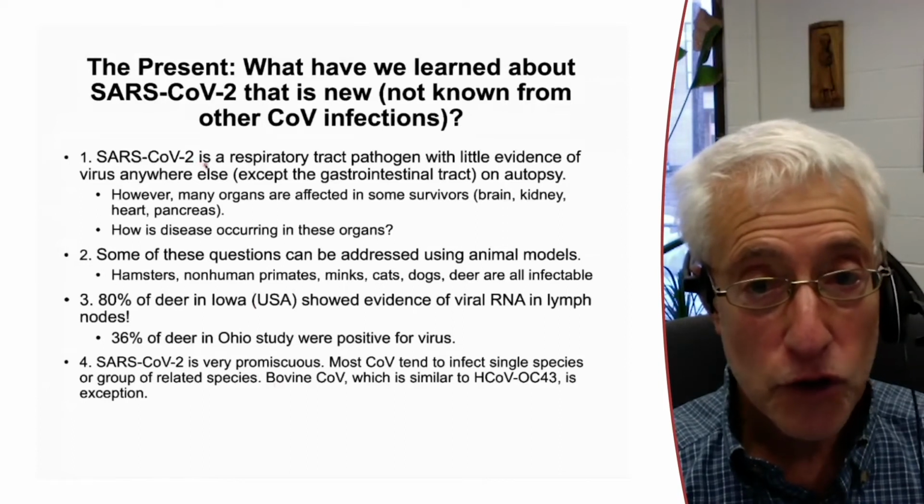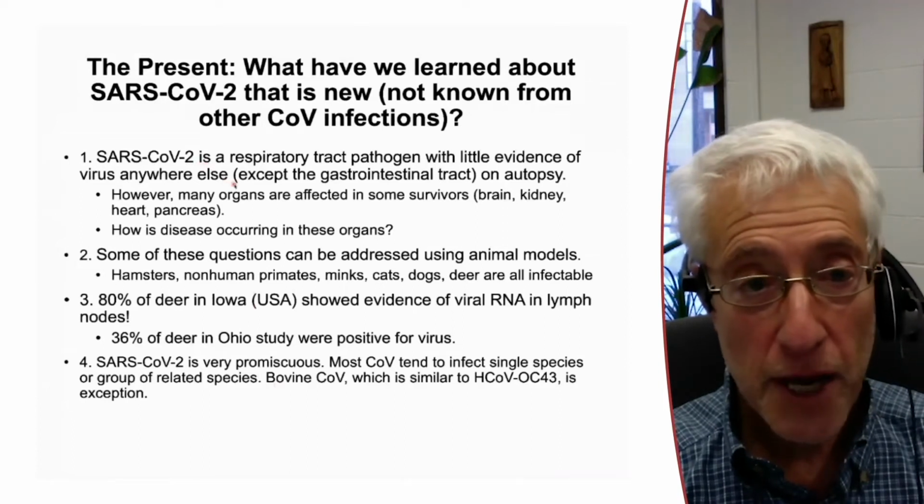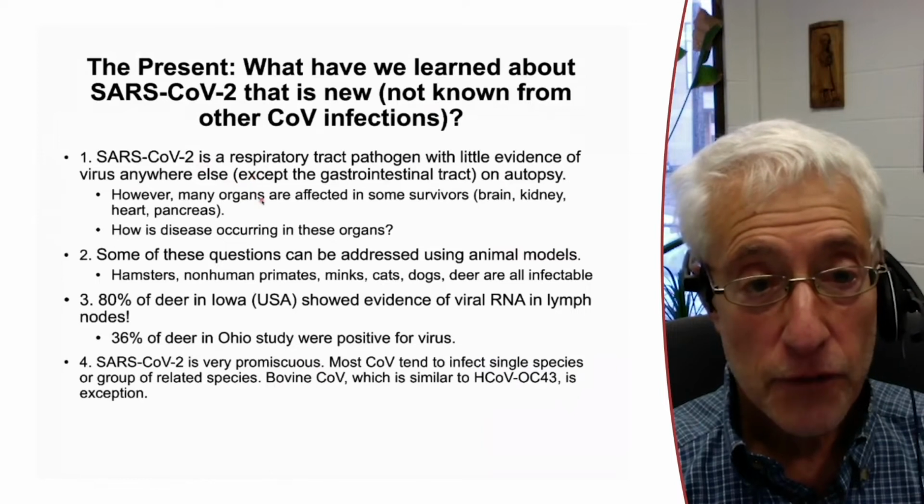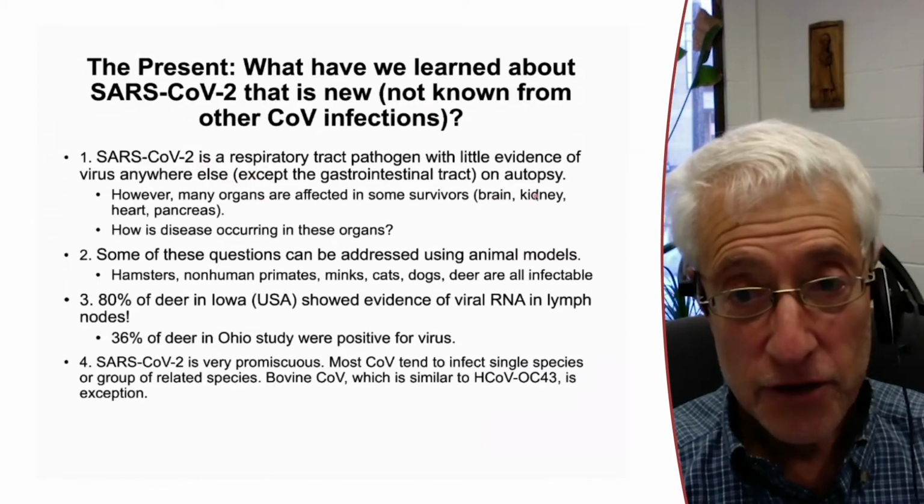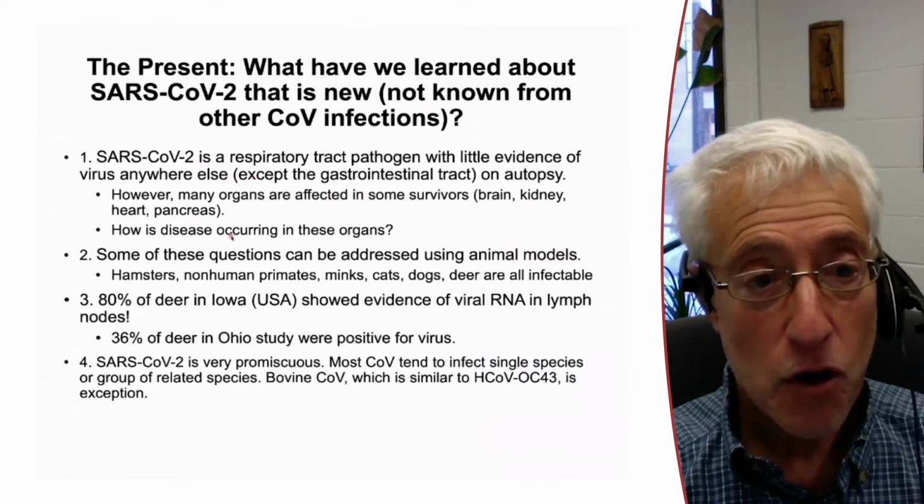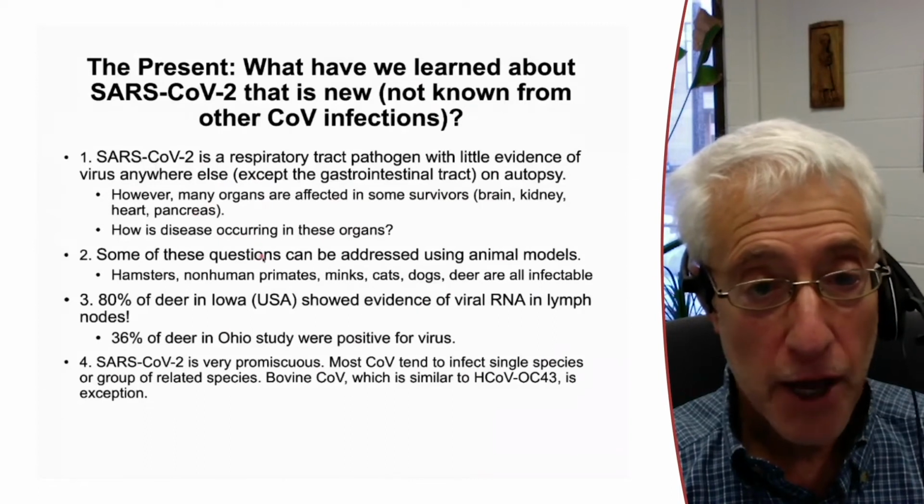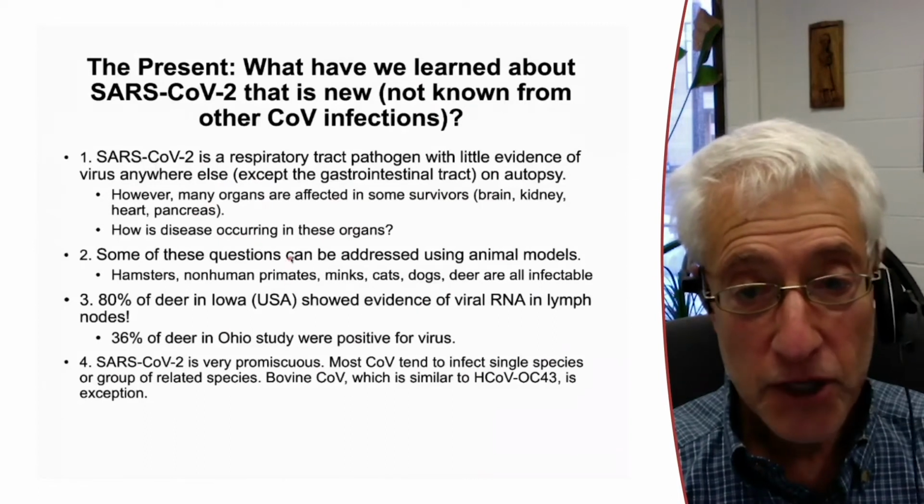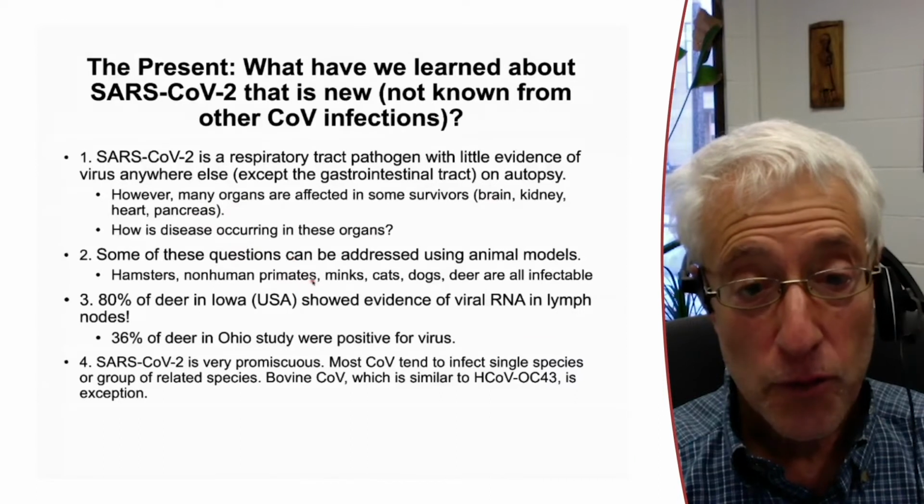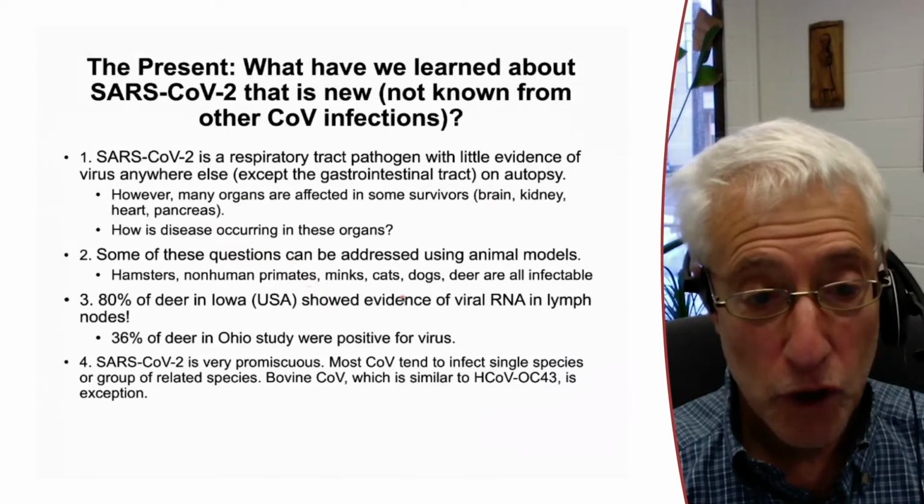And what have we learned that's new? Well, we know that SARS-CoV-2, even though it's a respiratory tract pathogen, it doesn't infect, but affects several organs like the brain, kidney, heart, and pancreas. We don't know why, and we don't know how this is working. And some of these things can be identified or addressed using animal models, which I won't talk about today.